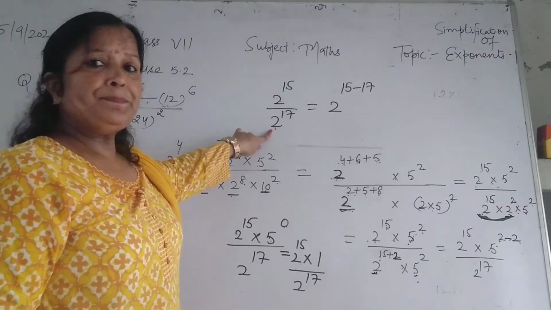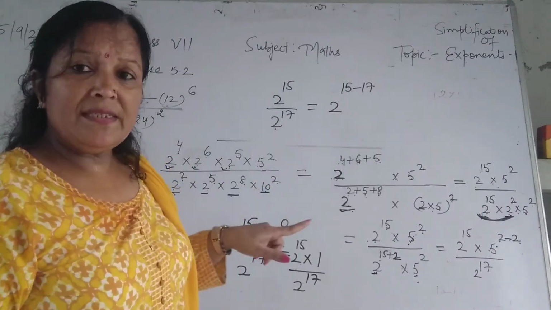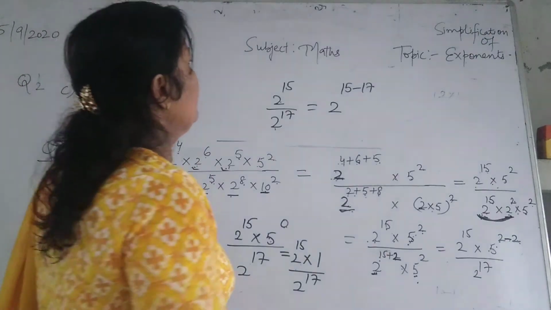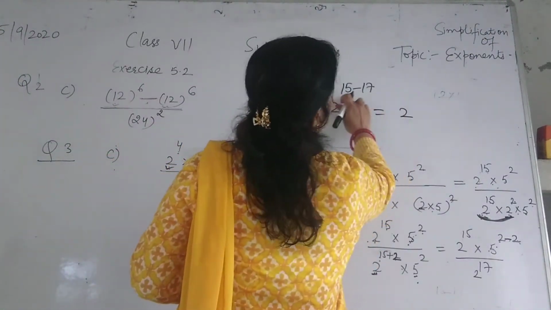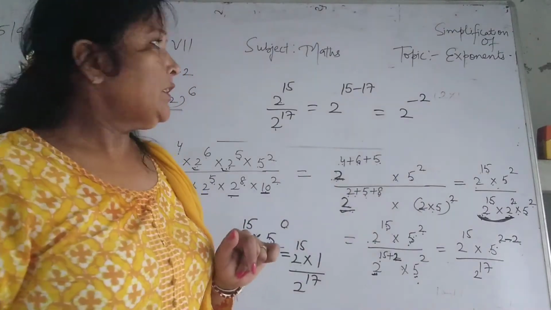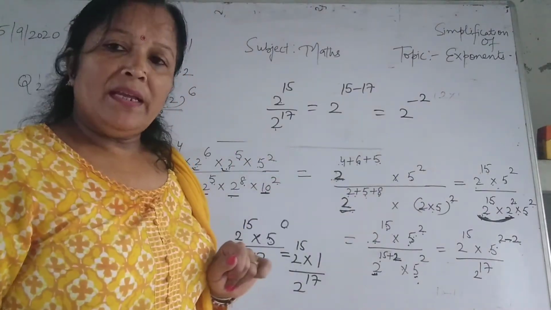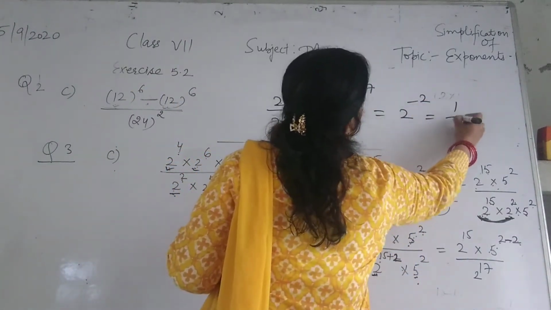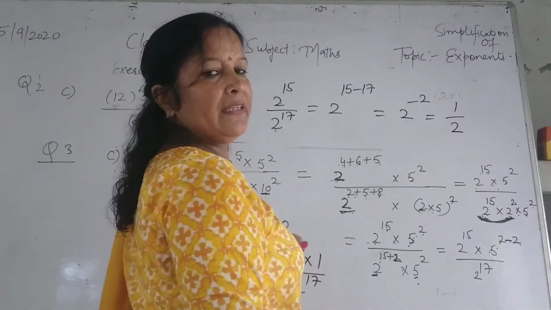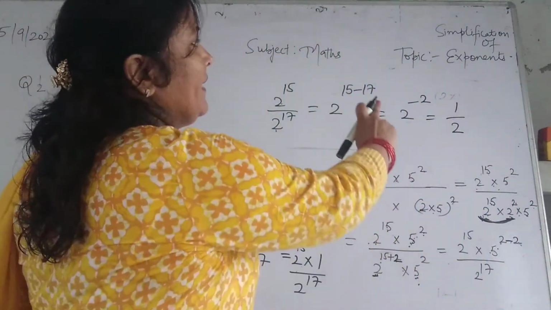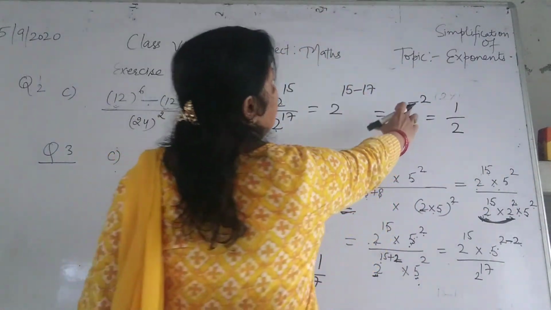When the base is same and the division sign is here, then we subtract the powers. Then 2 raised to power 15 minus 17, it is 2 raised to power minus 2. Now, as the power is negative, I can take the reciprocal.